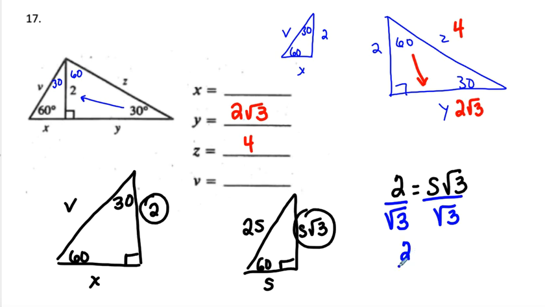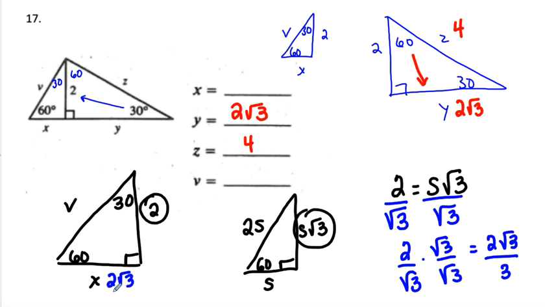All right, but then I have to rationalize the denominator. So I'm going to multiply by root 3 over root 3, giving me 2 root 3 over 3. So this x right here would be 2 root 3 over 3. That's the short leg. To find the hypotenuse, I double that. That gives me 4 root 3 over 3.